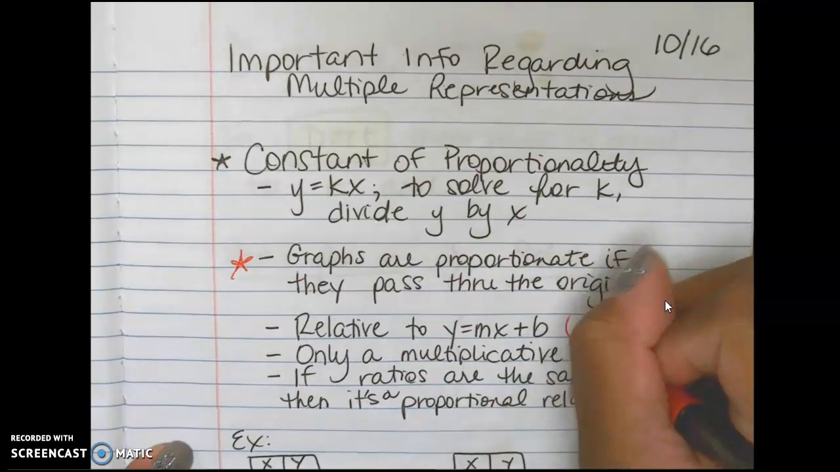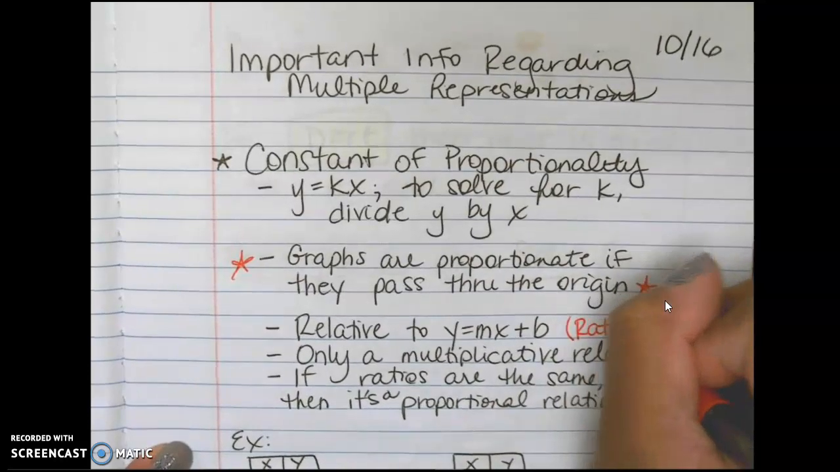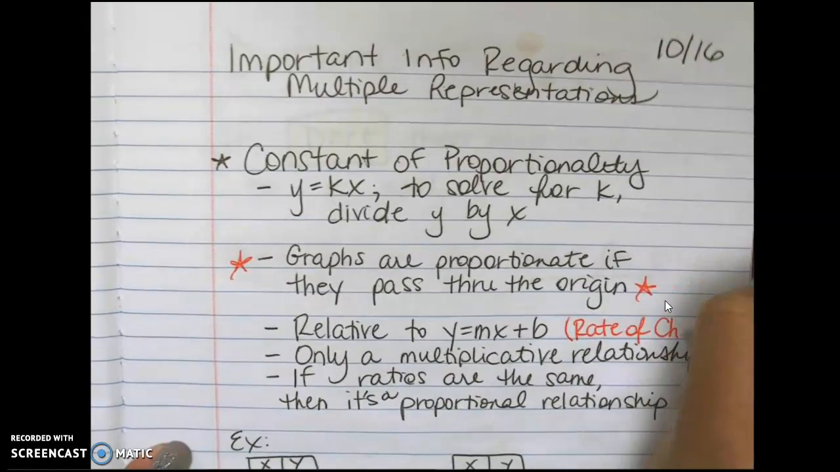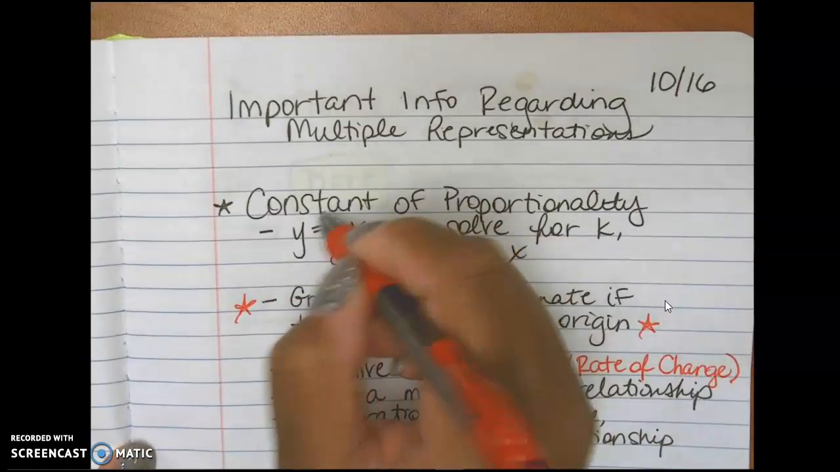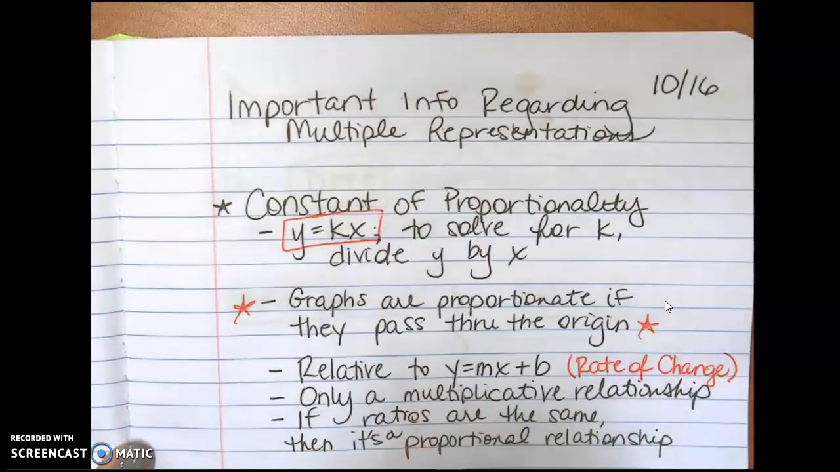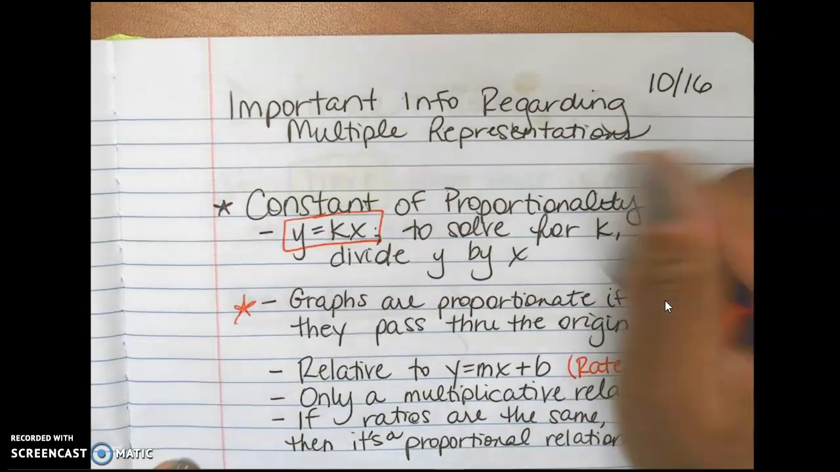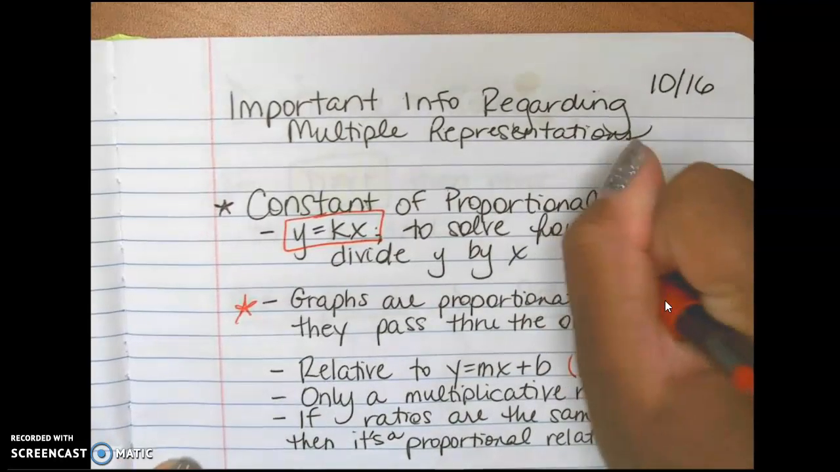So this has to do with rate of change. And y equals kx is just constant of proportionality. Okay? This is also called constant rate of change.